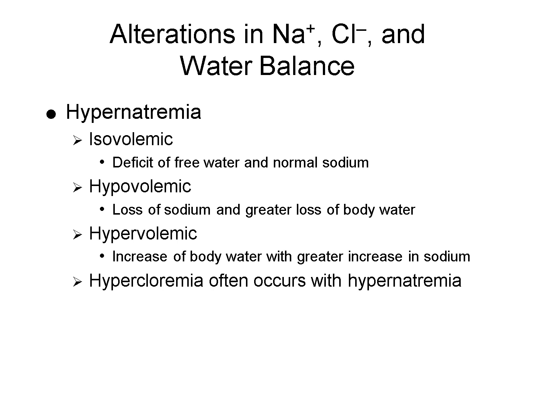Hypernatremia can be classified into three types based on the body's fluid status. In isovolemic hypernatremia, there is a deficit of free water while sodium levels remain relatively normal. Hypovolemic hypernatremia results from a loss of both sodium and water, with a greater loss of water than sodium. In contrast, hypervolemic hypernatremia occurs when there is an increase in both body water and sodium, but the sodium increase is proportionally greater. Additionally, hyperchloremia, an elevated chloride level, often accompanies hypernatremia and further impacts fluid and electrolyte balance.